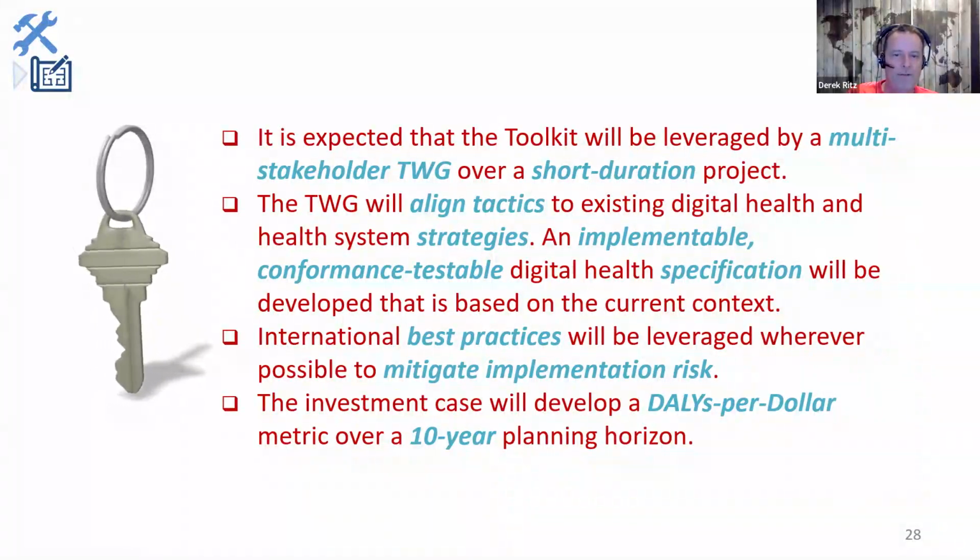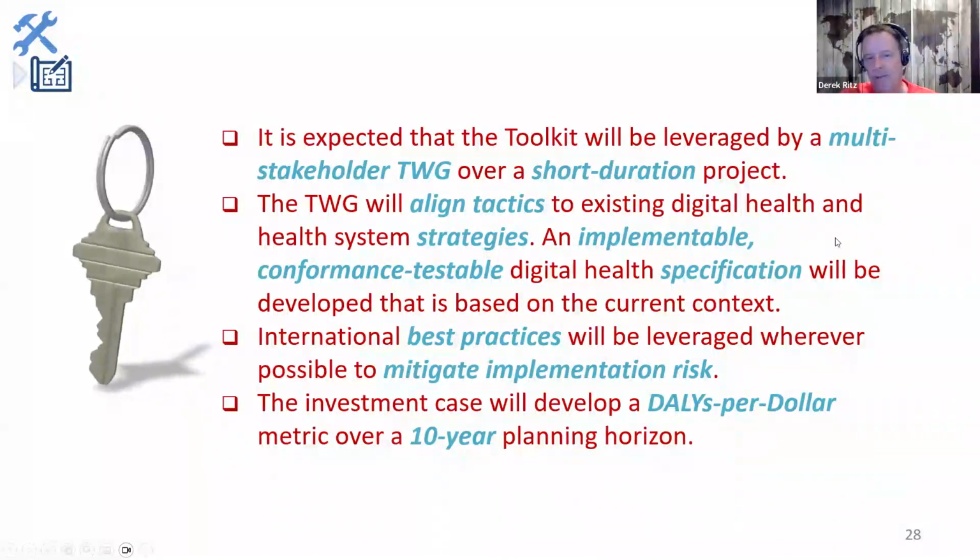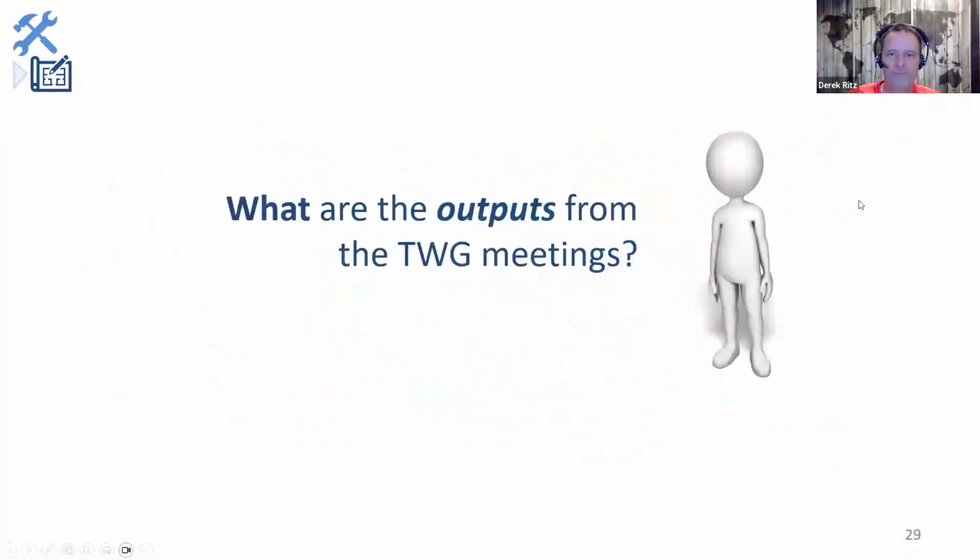International best practices are leveraged. That mitigates implementation risk. So we are using global specifications, IHE profiles mostly, because they're all of them conformance testable and they all click together. The investment case develops your dollars per dollar metric over a 10-year planning horizon. It's important that it's over 10 years because you could spend 3 or 4 or 5 of those years doing your national rollout. And you want to have been able to operate that way long enough to see what the impacts are going to be.